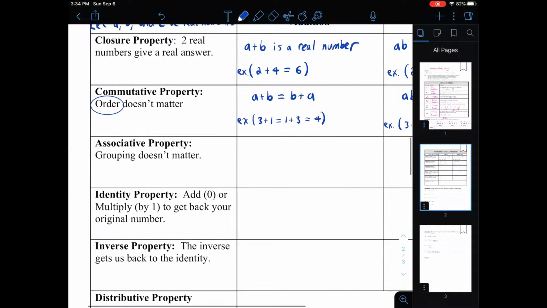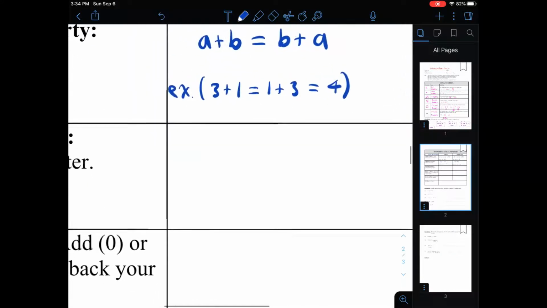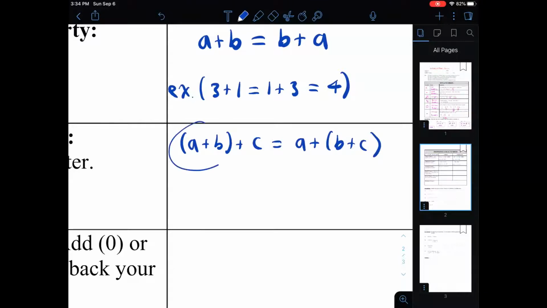All right, associative property. What I want you to circle for associative property is grouping. Grouping doesn't matter when you do associative property. So for example, if we group A plus B in parentheses, and we add C, that's going to equal the same thing as not grouping A, but grouping B and C. So the quantity of A plus B, plus C, equals A plus the quantity of B plus C.